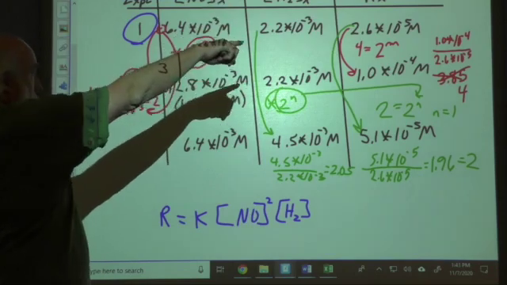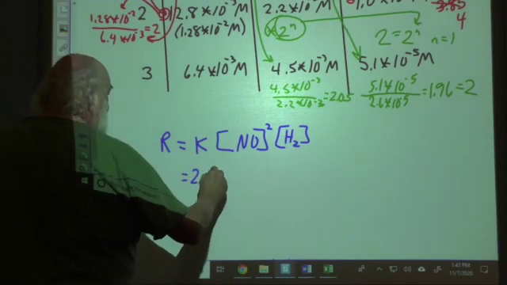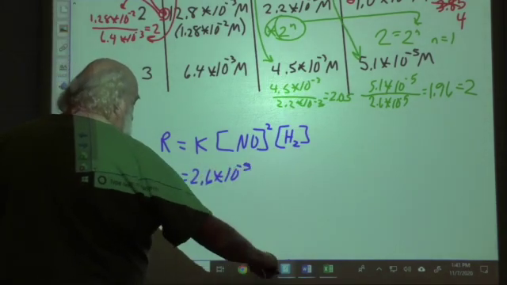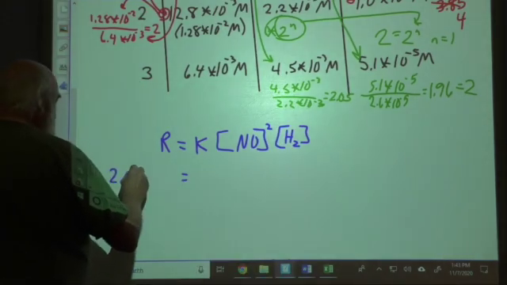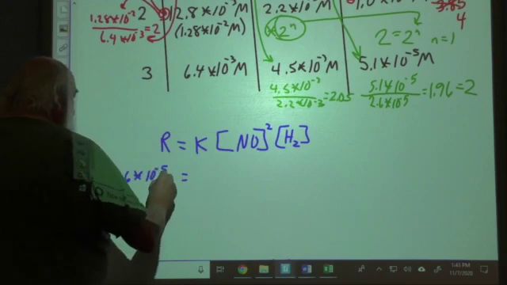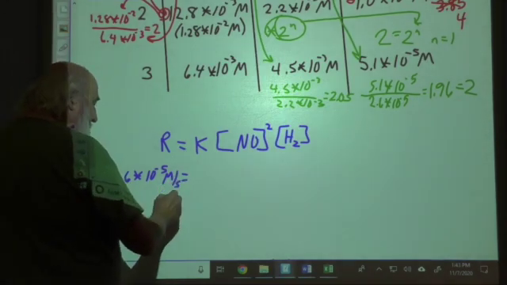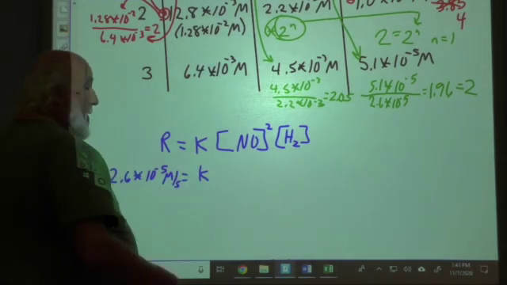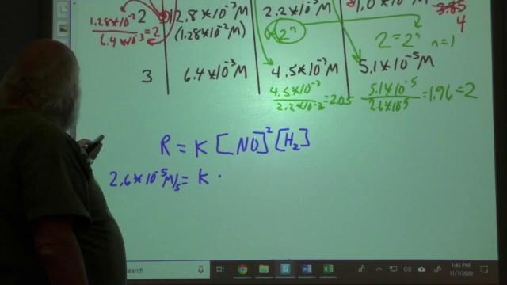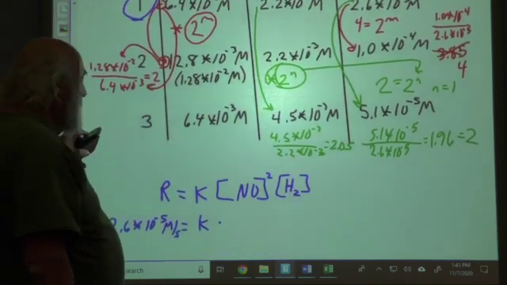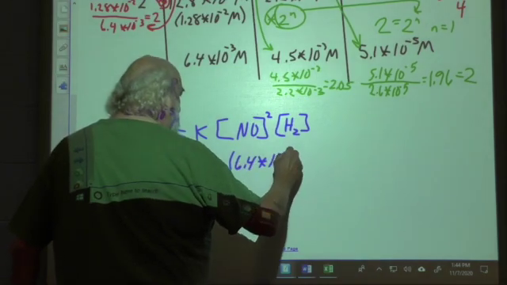The initial rate of this reaction is 2.6 times 10 to the negative 5. Oh, sorry, that's not the case, my bad. That's my rate. 2.6 times 10 to the negative 5, and that's moles per liter per second, equals K, which we don't know, times NO squared. So NO, in the first one, is 6.4 times 10 to the negative 3. 6.4 times 10 to the negative 3 squared.